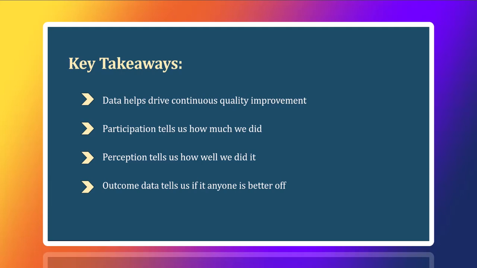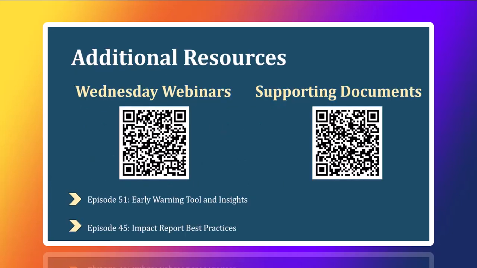To wrap up, let's review our key takeaways. Data helps us drive continuous quality improvement. Participation data tells us how much we did. Perception data tells us how well we did it, and outcome data tells us if anyone is better off. For additional data-related resources, check out these Wednesday webinars on the DFRYSC Training Hub. You may also follow this link to find other supporting documents.